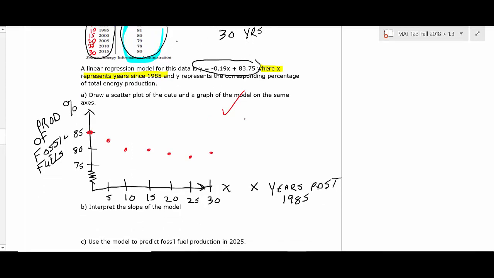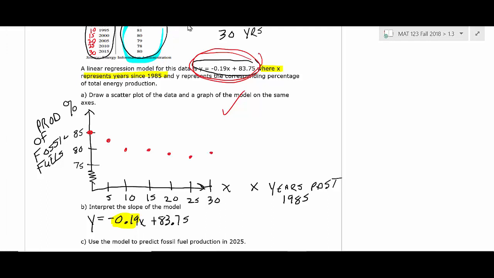Now, the model you were given was this. That's a mathematical model. Before class is up, I'm going to show you how you can use your calculator to get a mathematical model for this. Let's write down what that is: y equals negative 0.19x plus 83.75. So the question is, what does this slope mean?